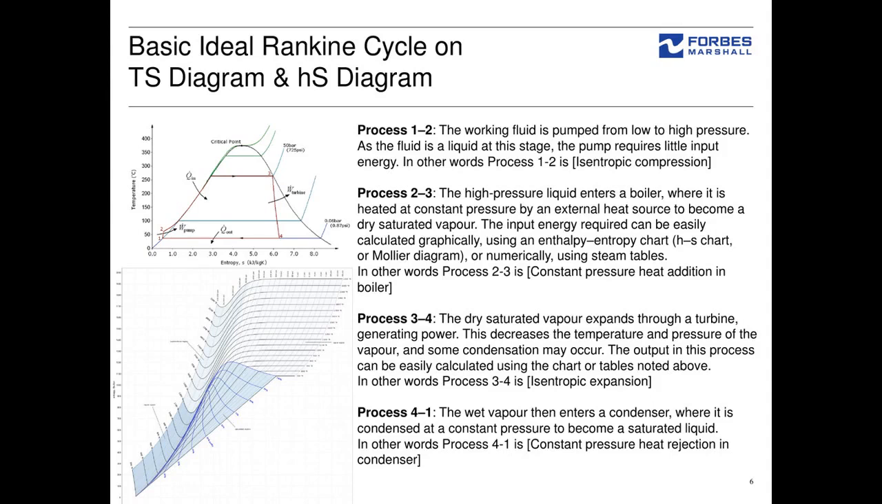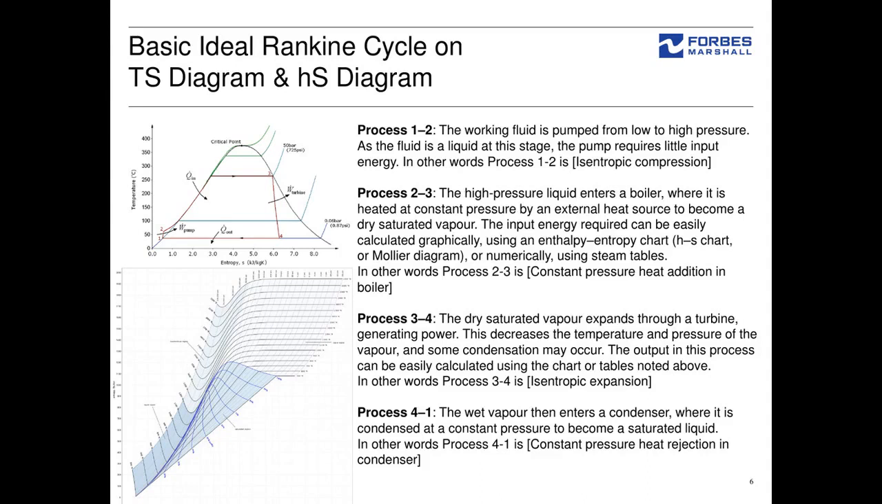These processes can be further explained using a TS diagram, which is a temperature-entropy diagram, and an HS diagram, which is an enthalpy-entropy diagram. The HS diagram is also known as a Mollier chart. Both of these charts can be used for plotting these processes as well as understanding heat transfer and work output from these processes. So I will just explain these processes one by one.